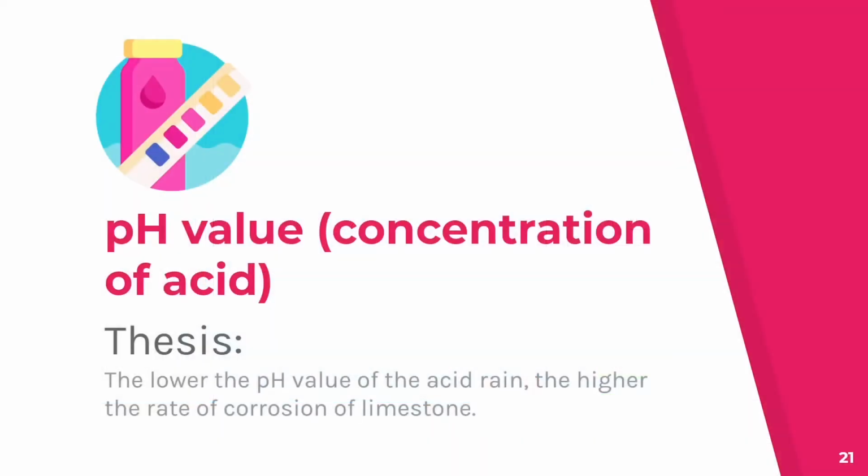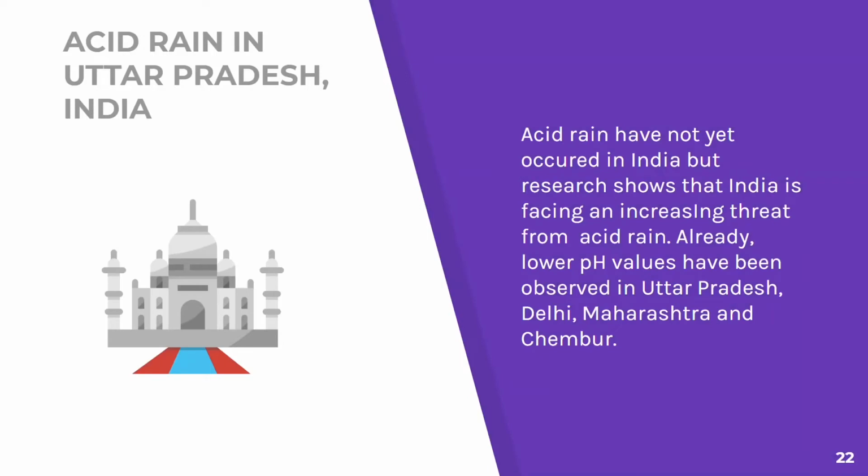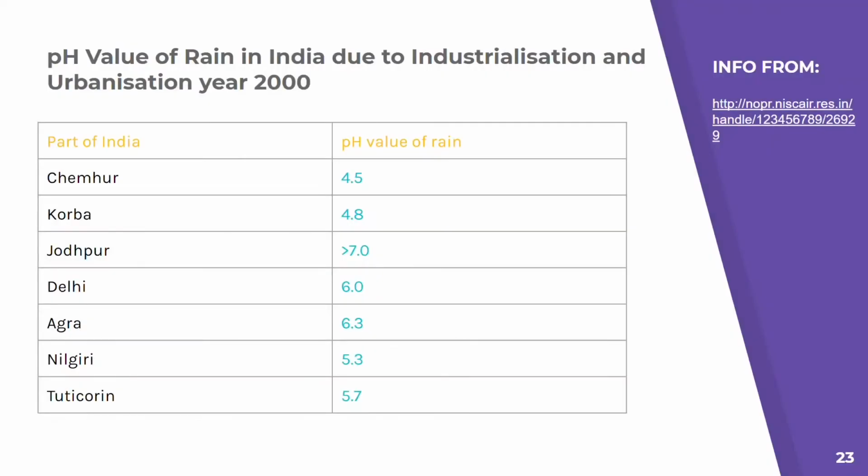I will be sharing about how pH value of acid rain affects the rate of corrosion. India faces an increasing threat from acid rain due to large-scale industrial growth, which has led to acidification of the atmosphere. Here are some data in the year 2000 on the dropping of pH of acid rain in certain parts of India.